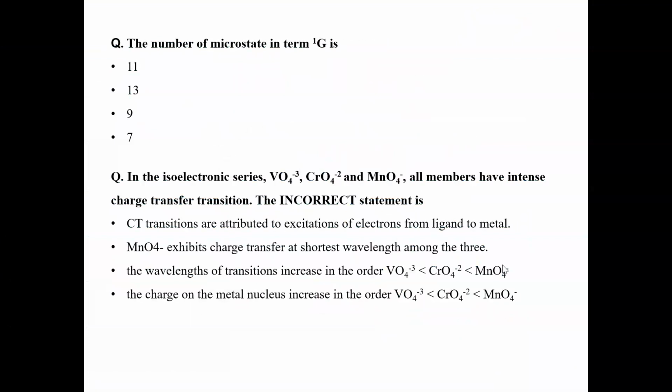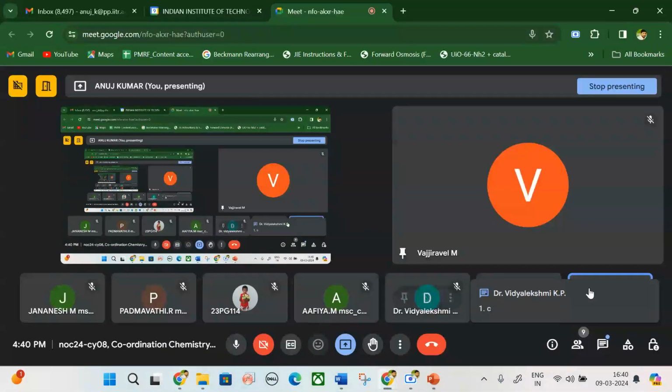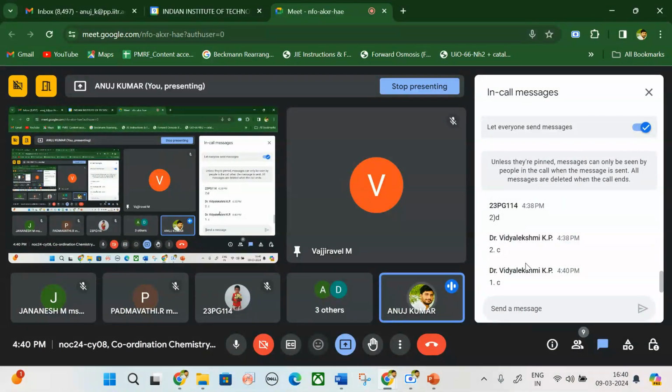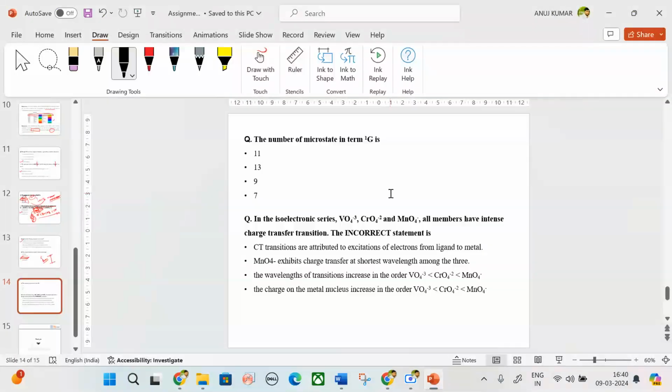Okay, so all members have intense charge transfer transitions. You have to choose the incorrect statement among these. Okay, just calculate. I think I'm getting the answer now. So first C. Okay, 9.